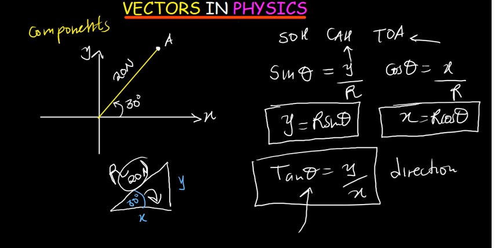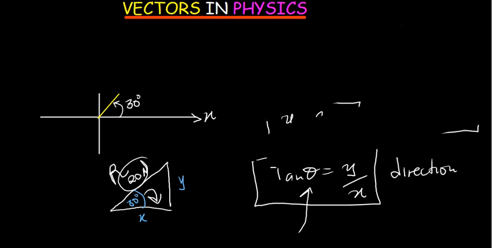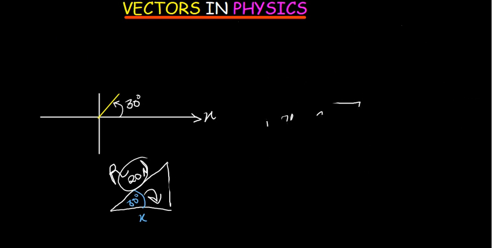So now that we know the formulas, remember the y component is always r sin theta, the x component is always r cos theta. And then we also have the addition of vectors. Let's see a question.